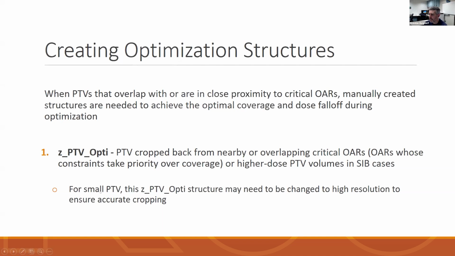And for small PTVs, this structure may need to be changed to high resolution to make sure that the cropping is accurate, because another thing that high resolution structures will do is it will better shape the adjustments to your structure if you're cropping away from very small organs at risk, like optic nerves or chiasm, something like that.